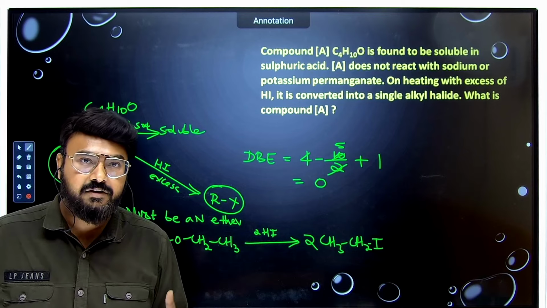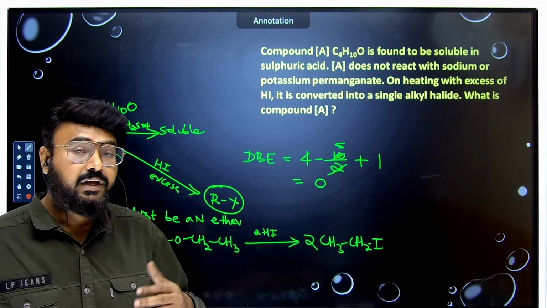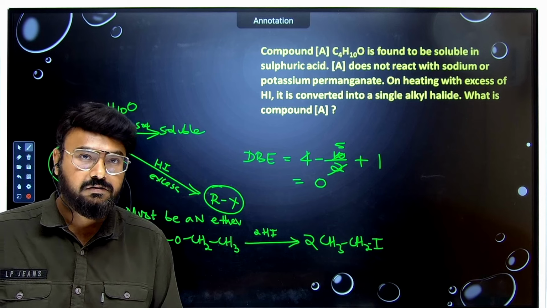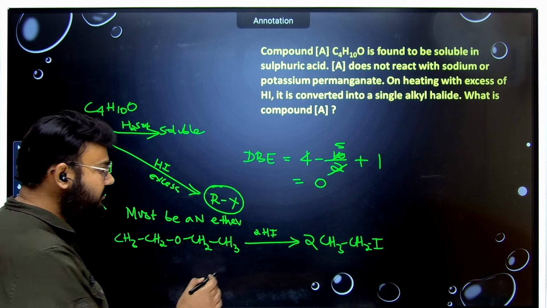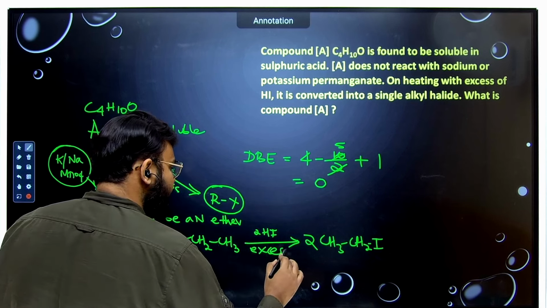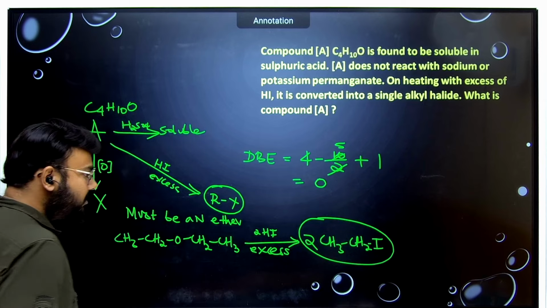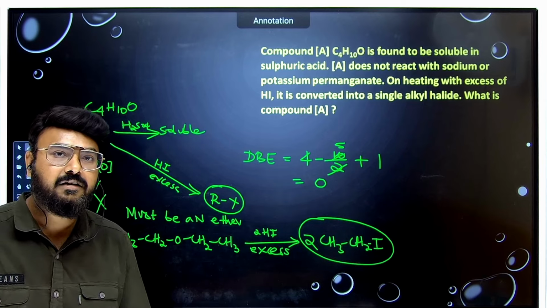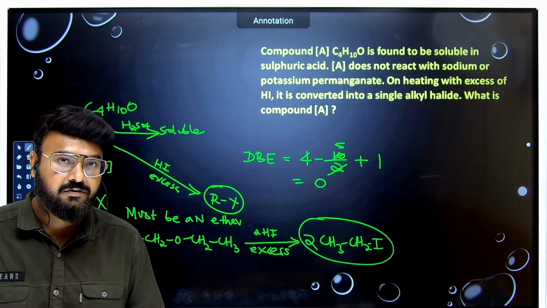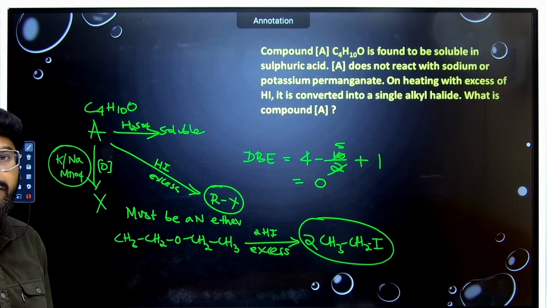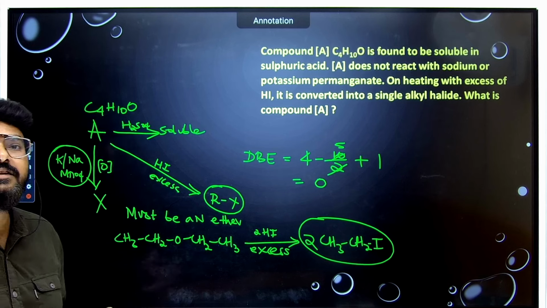So the byproduct which we have seen in the previous reaction, the alcohol, will also change into alkyl halide, okay, because you are taking this in excess. And because only one type of alkyl halide is formed, it must be a diethyl ether. It will not be a branched ether, okay. We will take the diethyl ether. So let's see the next question now.